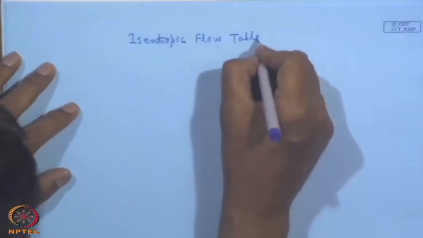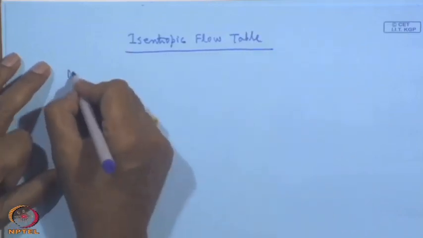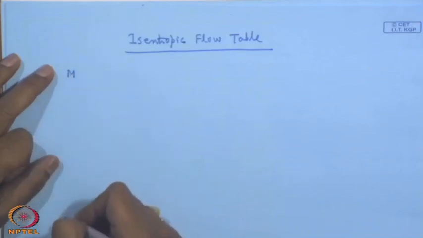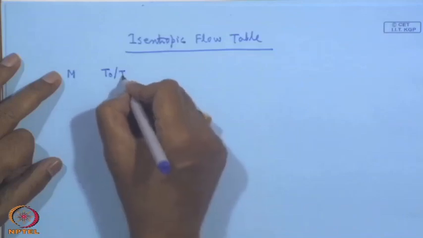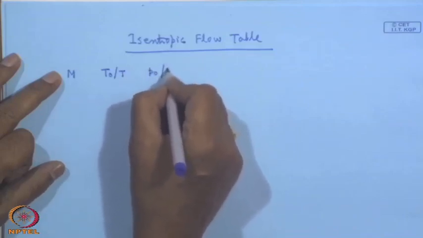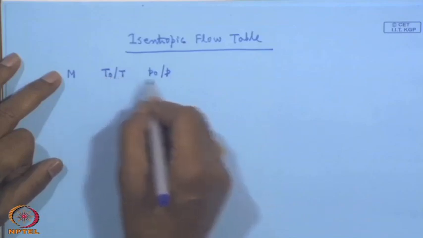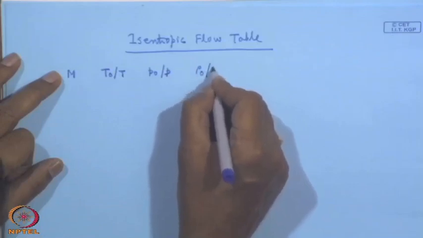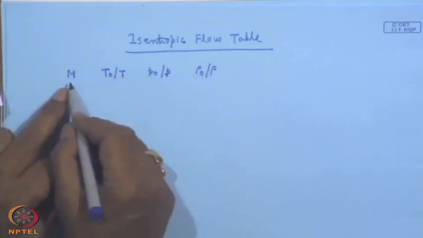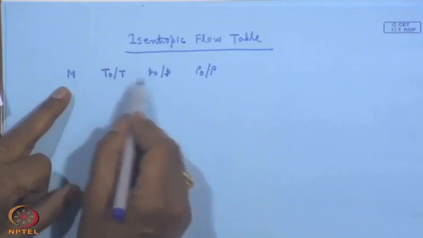The isentropic flow table, like the normal shock table, is given in tabular form. The extreme left column is M. The most important part of the calculation is the ratio of stagnation temperature to static temperature. All stagnation properties with respect to the corresponding static properties, such as density, are functions of the Mach number of the flow. So if we know the Mach number at that particular location, we can find out all these things.